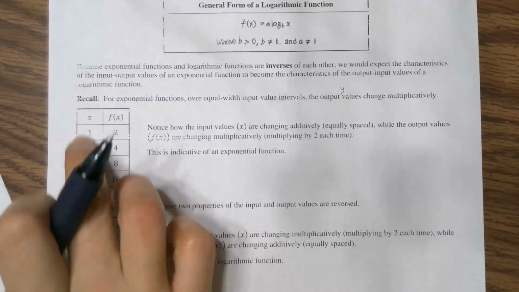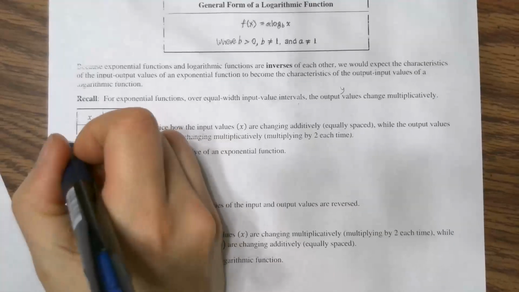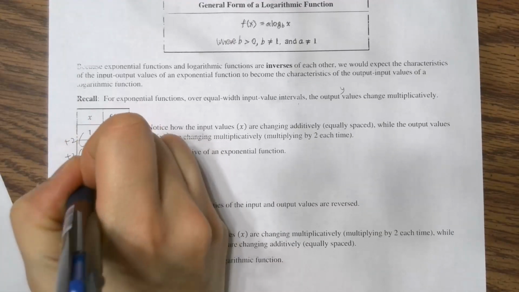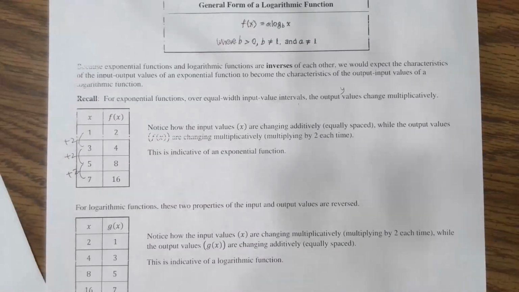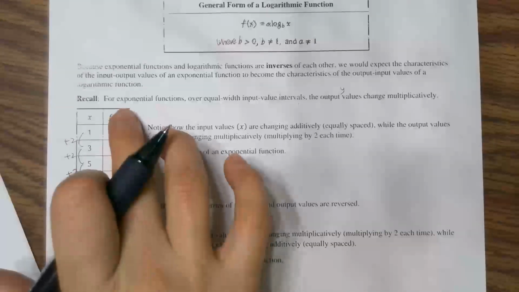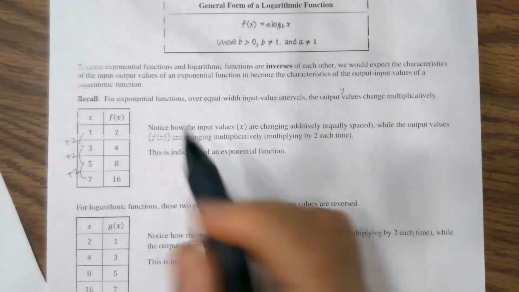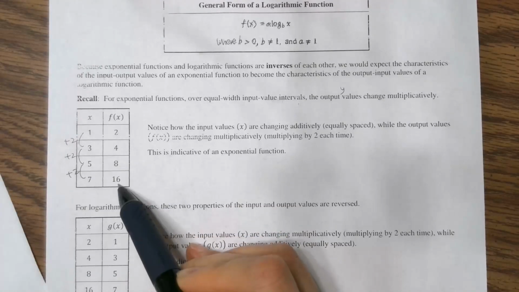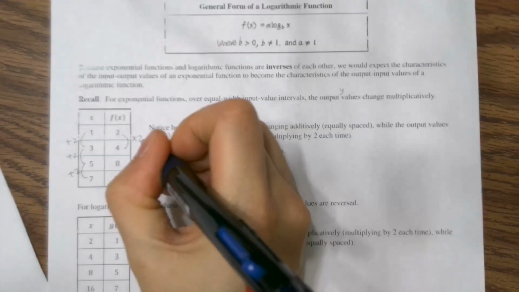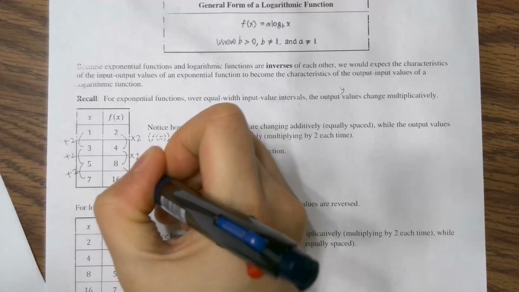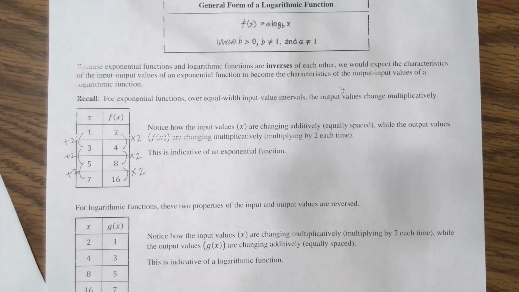So what do I mean by that? Look at this table, everybody. Look at how your input x value is increasing. I notice my input is increasing by 2, so you're adding 2. Look at your output, the y value. What happened? 2, 4, 8, 16. Do you realize that you have to multiply by 2 on your output throughout the whole thing?